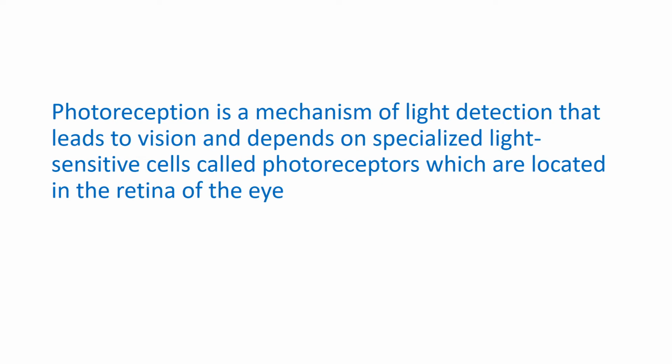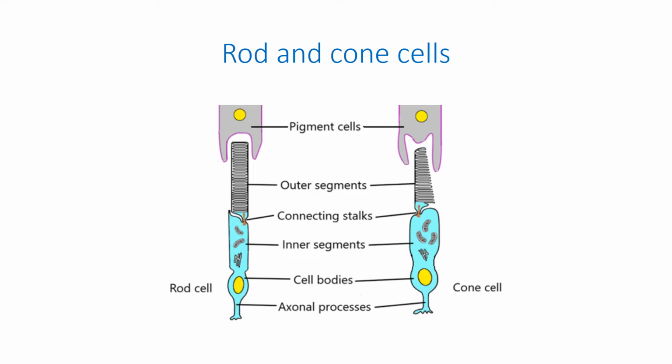Photoreceptors. Photoreception is a mechanism of light detection that leads to vision and depends on specialized light-sensitive cells called photoreceptors, which are located in the retina of the eye. There are two types of photoreceptors, namely rod cells and cone cells.